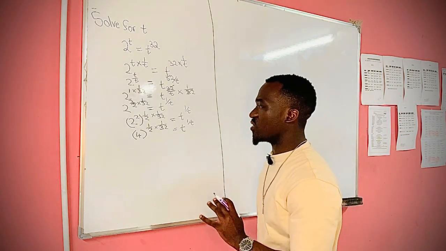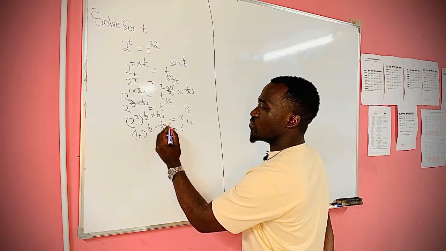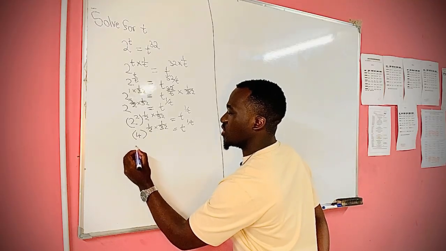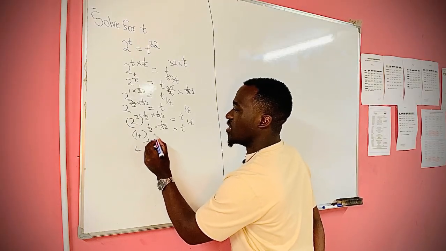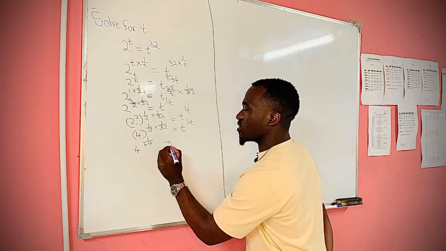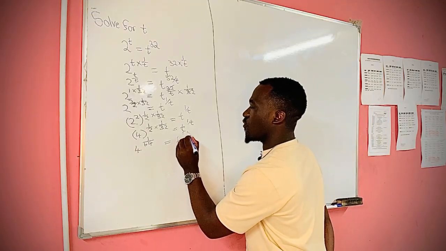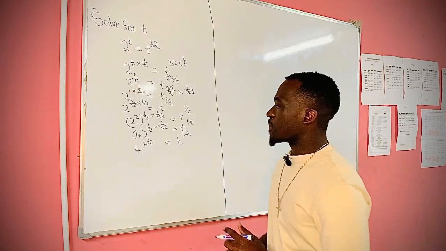Be with me, guys. We're going to finish. Now, look at these two. We need to multiply fractions here. We need to say 4 here, 4 to the exponent of 1 over 2 times 32, which is 64, which equals t to the exponent of 1 over t. I don't know if you're still with me. Be with me.